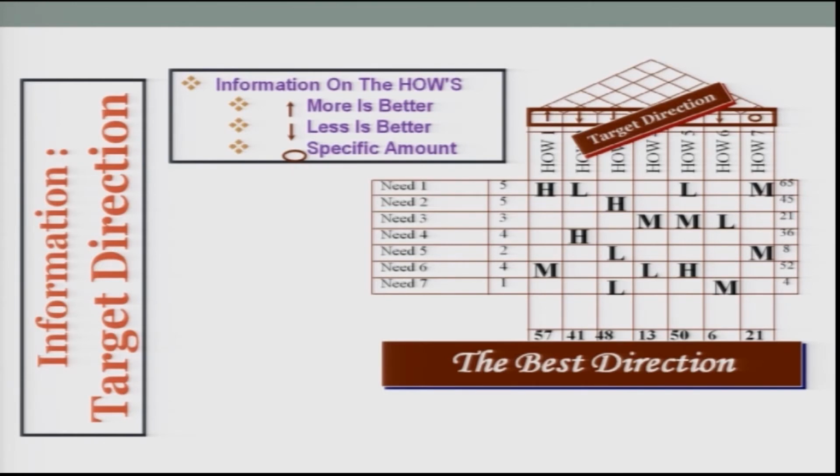So, for example, if you see in the slide the rightmost column, there are points given as 65, 45, 21, 36, 8, 52 and 4.